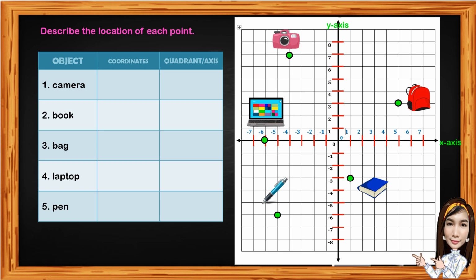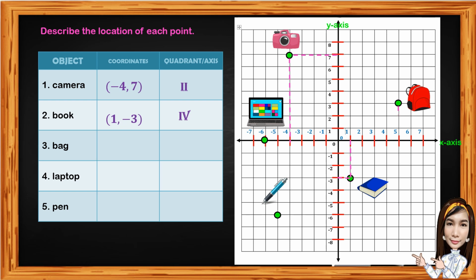Using the vertical and horizontal line, the camera is aligned to negative 4 on the x-axis and 7 on the y-axis. So we have the coordinates negative 4, 7, and that point is located on quadrant 2. Second, the book is aligned to positive 1 on the x-axis and negative 3 on the y-axis. So we have the coordinates 1, -3, and that point is located on quadrant 4.